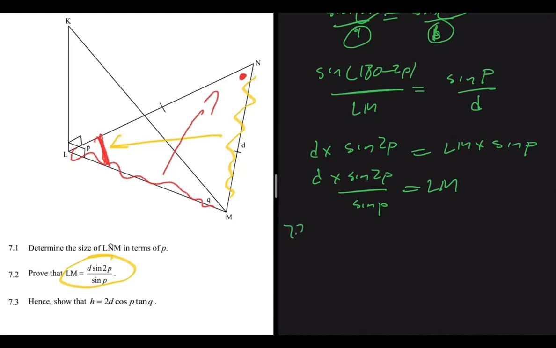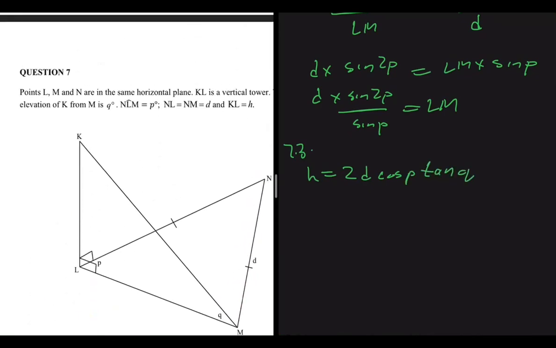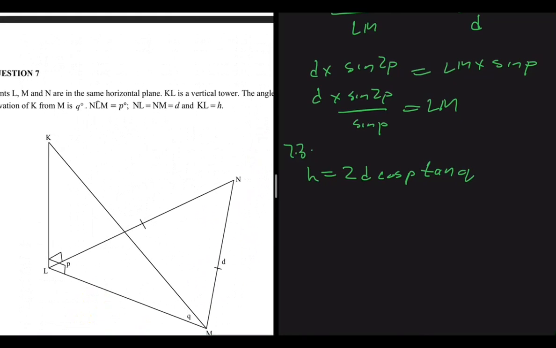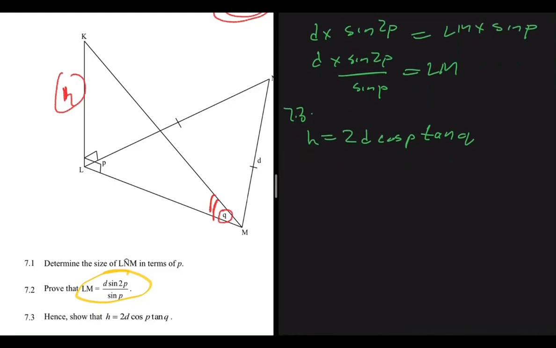And then 7.3 says, if you can do that, then also show us that H is equal to 2D cos of P tan of Q. So what is H? In our equation, we are told that KL is equal to H, right? So here in place of KL, we can put H, right? And then we have angle Q here. So if we use tan of theta is equal to opposite divided by adjacent, then we're going to have tan of Q, and our opposite being H, and then LM being what we just calculated in 7.2, right? So let's go ahead and see if that idea can work.